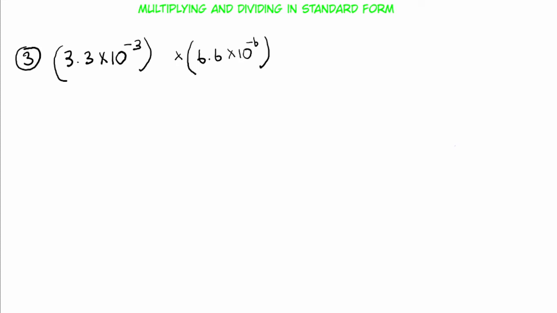Okay, so a third example. 3.3 times 10 to the negative 3rd power multiplied by 6.6 times 10 to the negative 6th power. Looking at it, we already know that the first thing we're going to have to do is rearrange it and group the non-index parts with the non-index parts and the index parts with the index parts. Let's go ahead and do that.